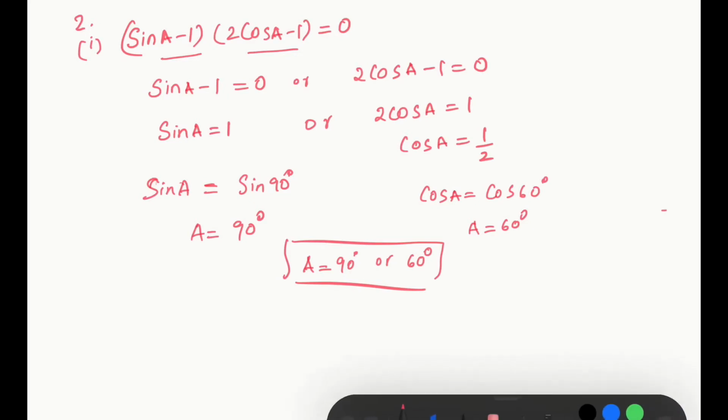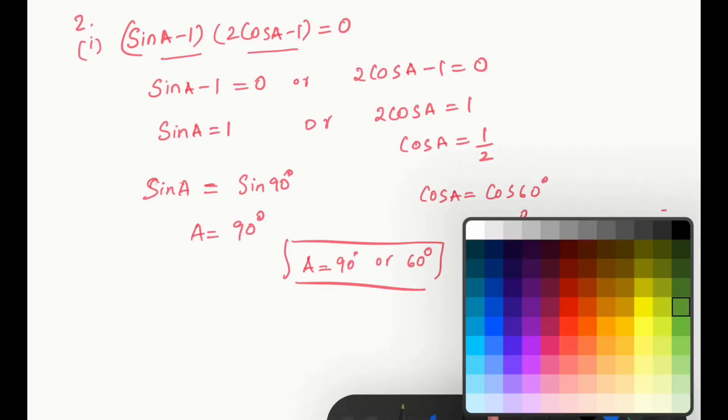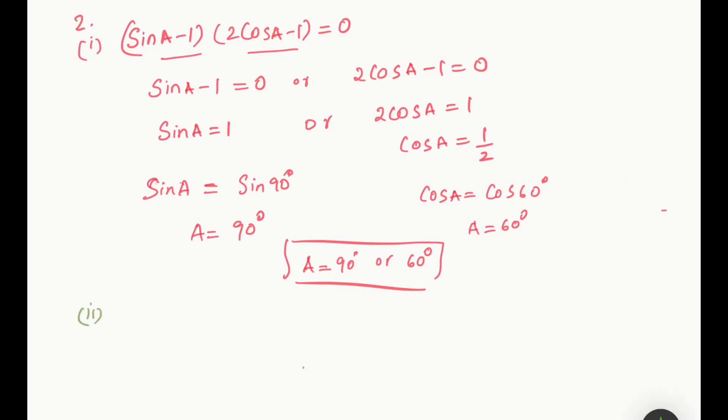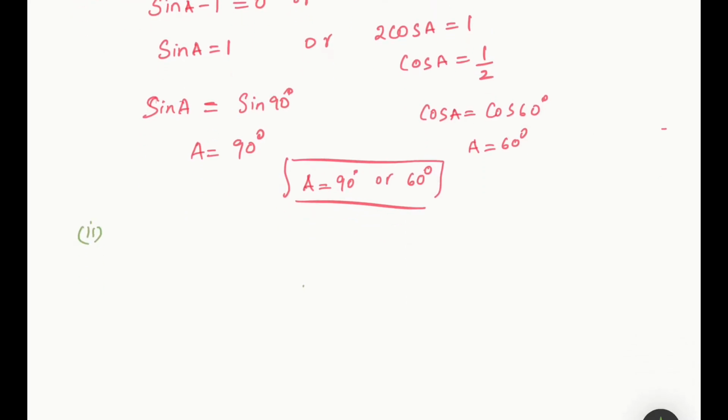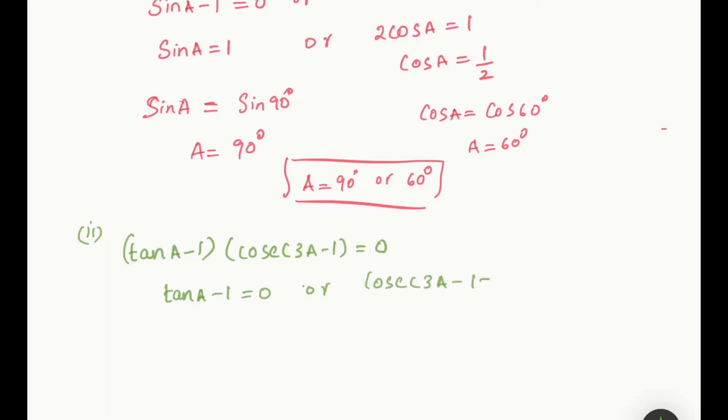Now coming to the second sub question. Tan A minus 1 into cosec 3A minus 1 equals 0. So how do we do it? You can do it the same way. Tan A minus 1 equals 0 or cosec 3A minus 1 equals 0. Tan A equals 1. So tan A is equal to tan 45. So you'll get A is equal to 45 degree.